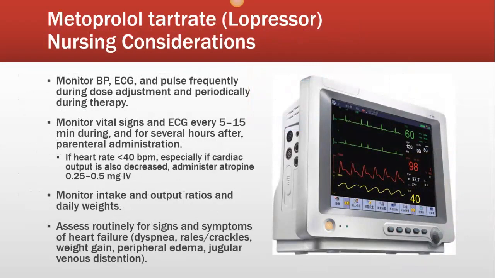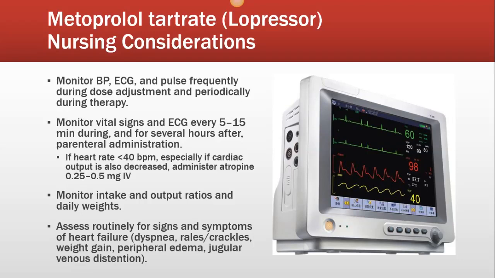Now, as I said, with metoprolol, we're going to be monitoring the blood pressure and pulse, and we're going to be adjusting it periodically. When we start it, EKG every 5 to 15 minutes during and for several hours after. So the person would have to be on a monitor while we're doing this. If the heart rate is less than 40, especially if the cardiac output is decreased, the person may actually need atropine. So we have to be careful when we're giving metoprolol, IV push especially: have them on a monitor, watching their vitals. If they start to have signs and symptoms of decreased cardiac output, we're going to have to give some atropine. We're going to be looking at I's and O's and daily weights, and we're going to be looking for signs of heart failure.